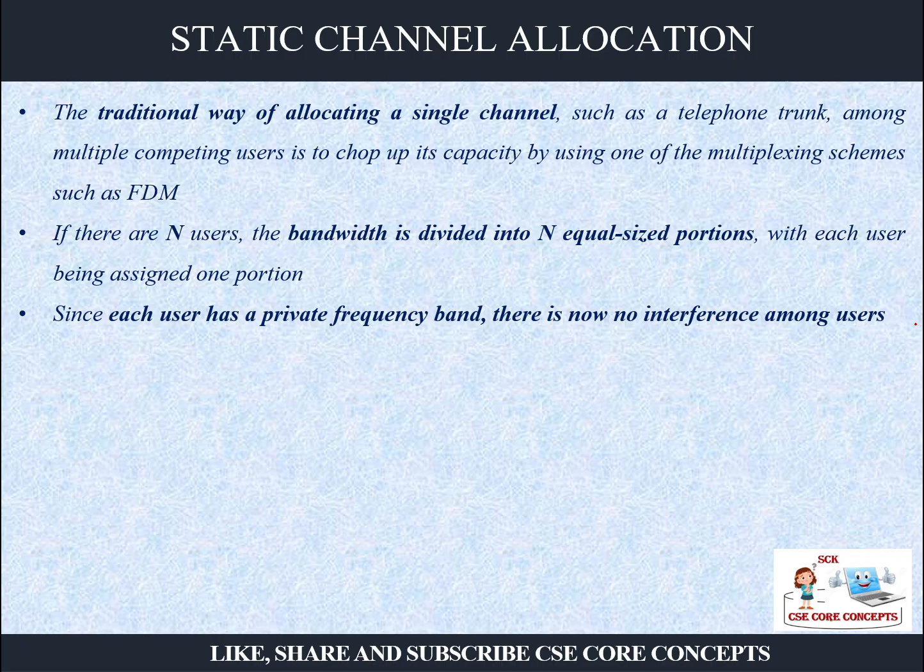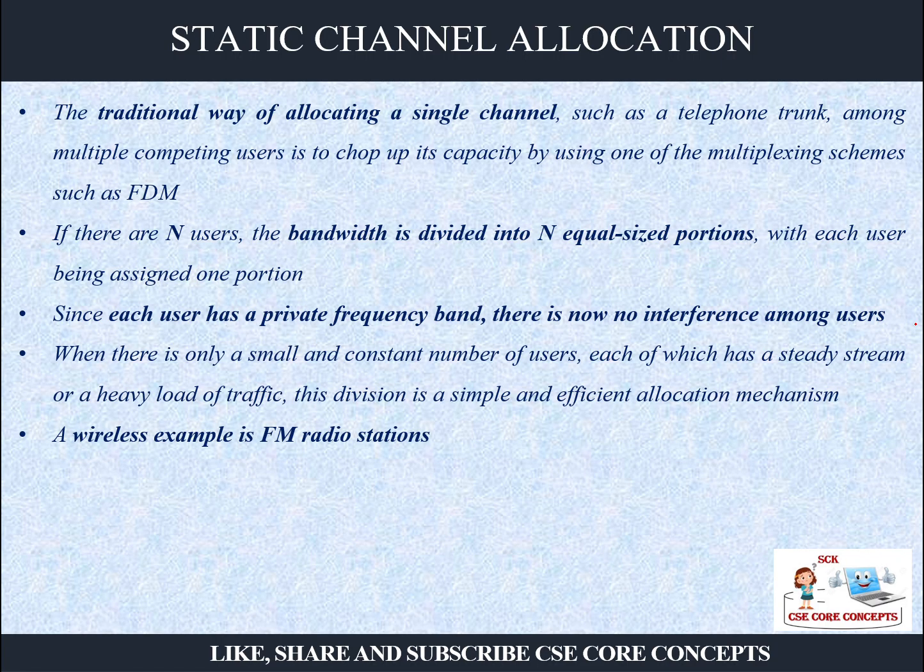It is called frequency division multiplexing. If you have a bandwidth of some size and you have n users, then you can divide the bandwidth into n equal sized portions and each user will be given one portion. Each user gets its own private frequency band, so there is no interference, and the problem is solved.